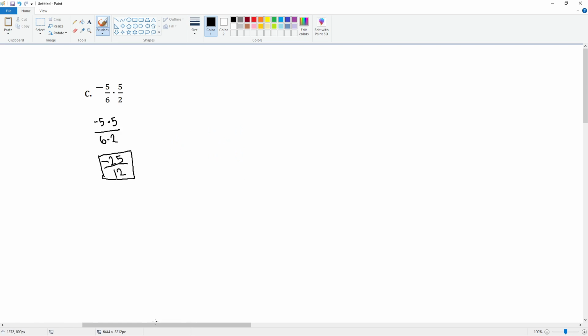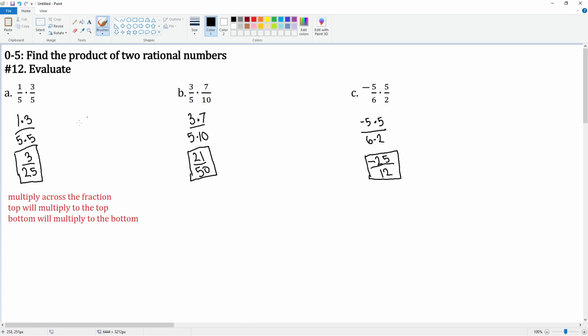So that is it for multiplying two rational numbers. All we have to do is multiply across the fraction.